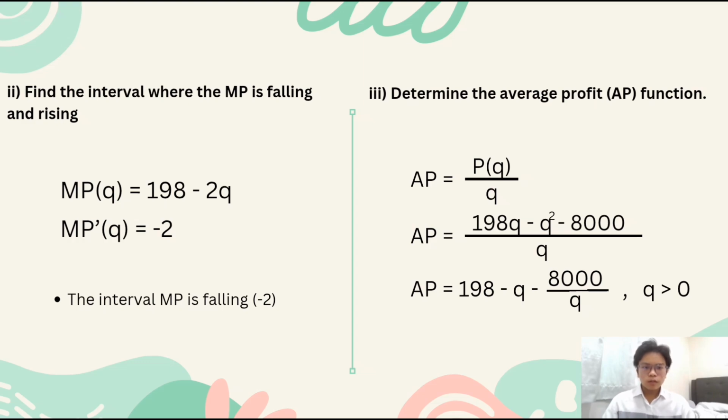The last question is, we want to determine the average profit AP function. The equation for the AP function is equal to the profit function divided by Q.